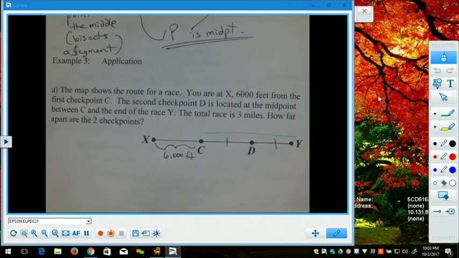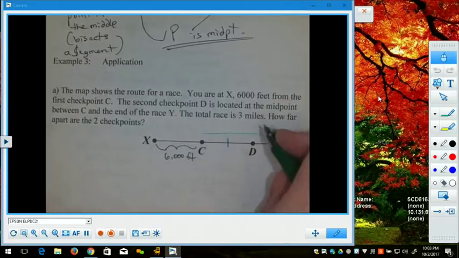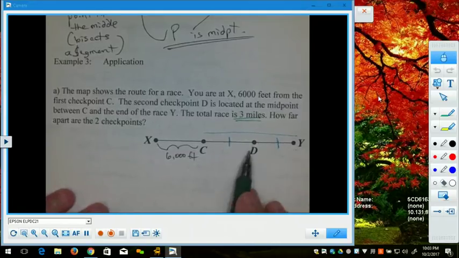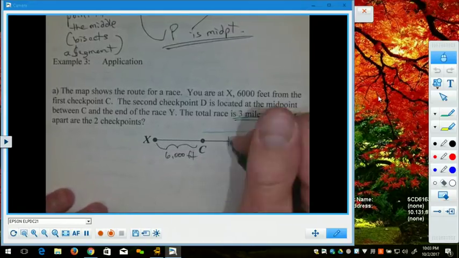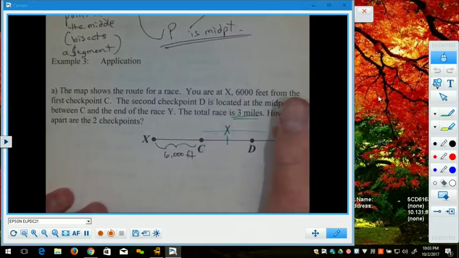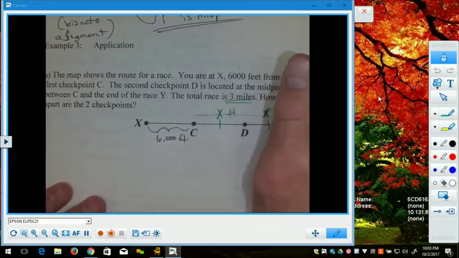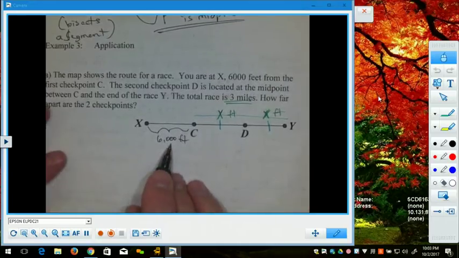The total race is 3 miles. How far are the two checkpoints? I don't know what these distances are, but I do know they're the same. So if I call this one X, then this one is also called X. And we'll put them in feet because this is 6,000 feet.